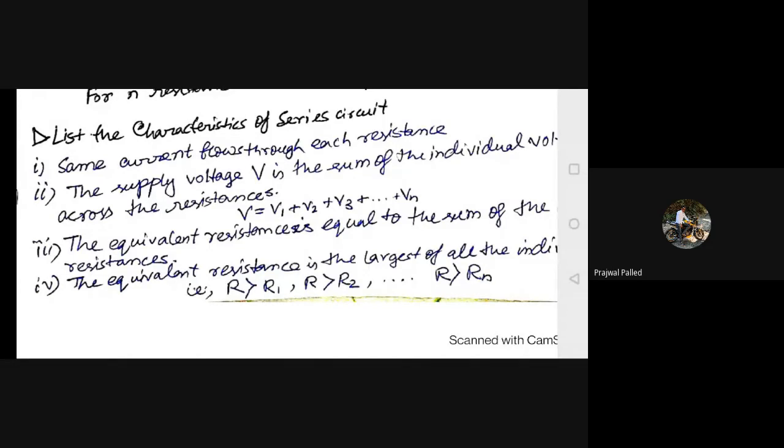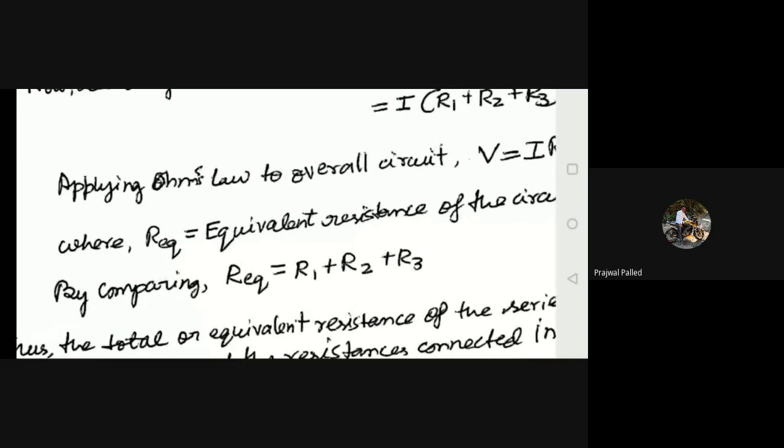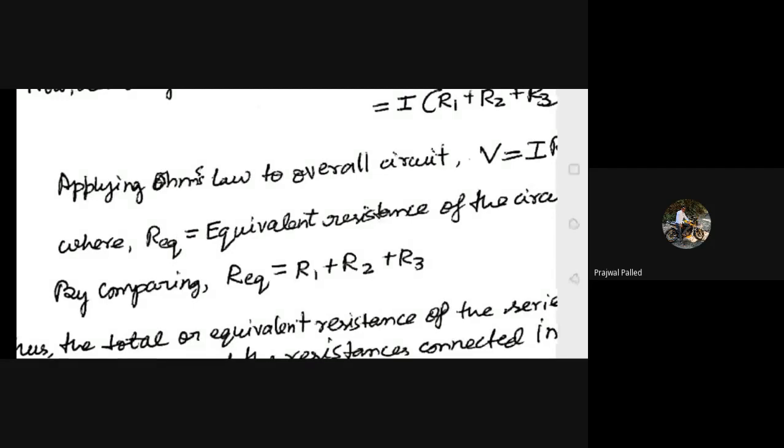Now, the next one, the equivalent resistance is equal to the sum of the resistances. Yes, again we saw that R equivalent is equal to R1 plus R2 plus R3. So in a series circuit, if we want to calculate the total equivalent resistance, we will add all the resistances. This is only in series circuit, not in parallel.